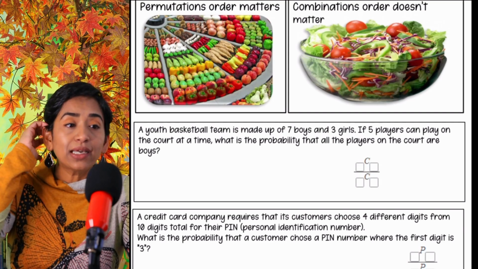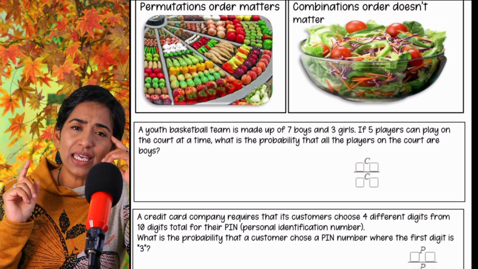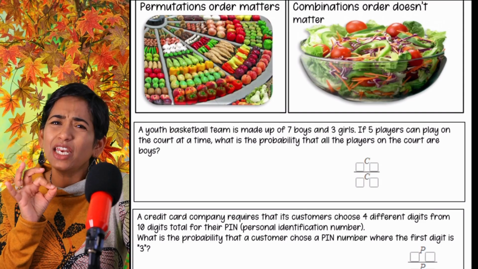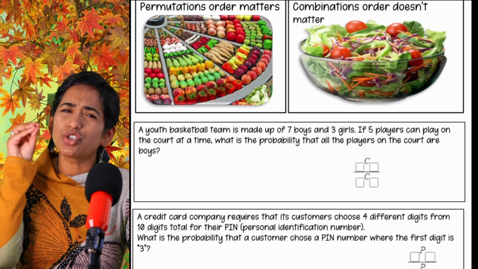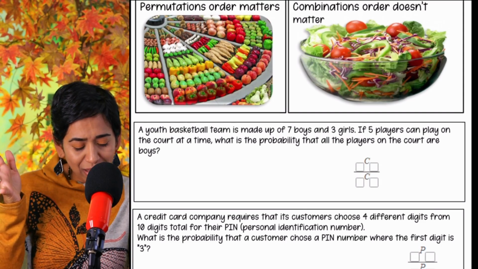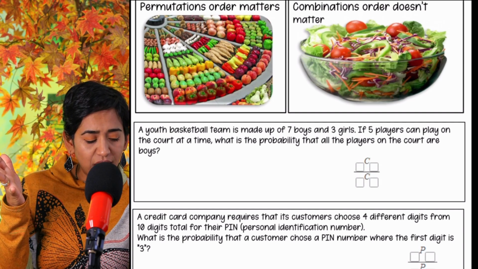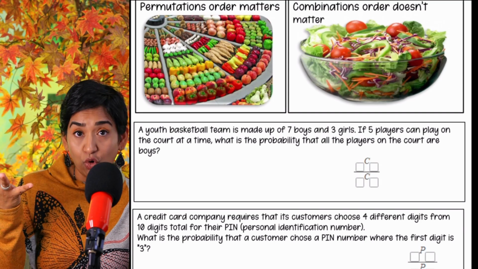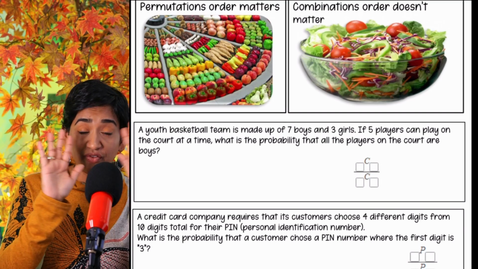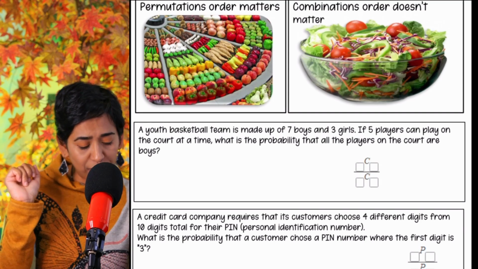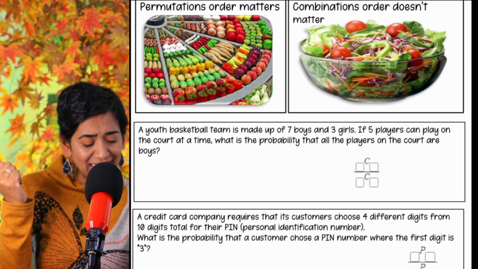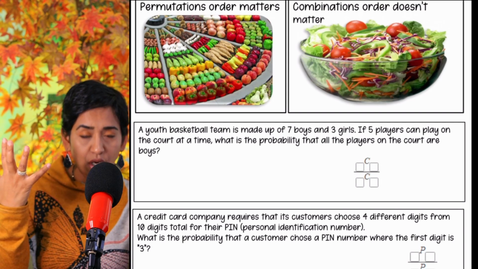So let's take a look at this problem and see if the coach is assigning any positions or just randomly picking. Let's go back and take a look. Youth basketball team is made up of 7 boys and 3 girls. 5 players can play on the court at a time. So no positions, just 5 of them can play on the court. What is the probability that all the players on the court are boys?